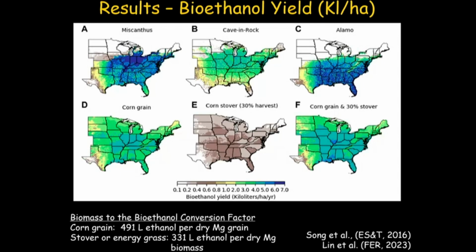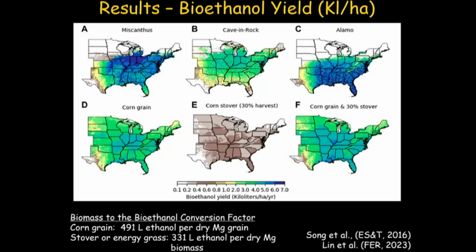These figures show how much ethanol these crops produce. I have not mentioned one thing: these crops are grown for the entire US. Within each pixel of approximately 10 kilometers by 10 kilometers, we grow miscanthus and corn. Corn is in fact grown wherever it is in the harvested areas, and also Cave-in-Rock as well as Alamo. We have also mentioned the stover: 30% of stover is used for producing ethanol as well.